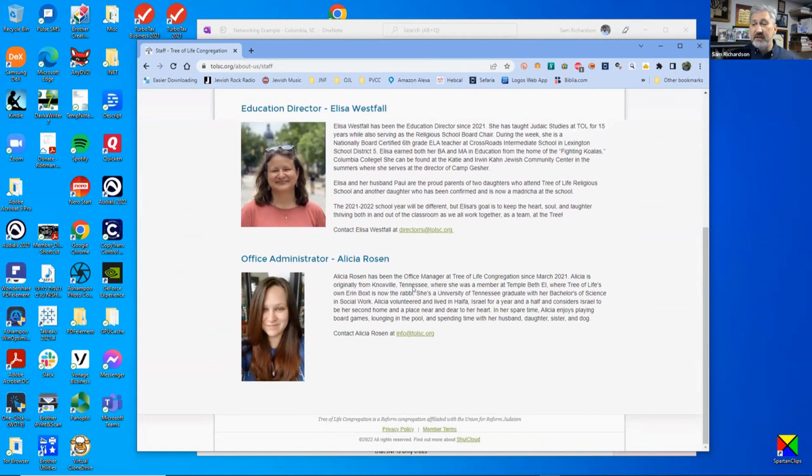She's from another small community. That is something good to know as I'm talking to her, to find out more about her knowledge of the community and be able to help me come in with JNF vision and message. She graduated from University of Tennessee, Go Vols. She has a Bachelor of Science in Social Work, and she's lived in Haifa.